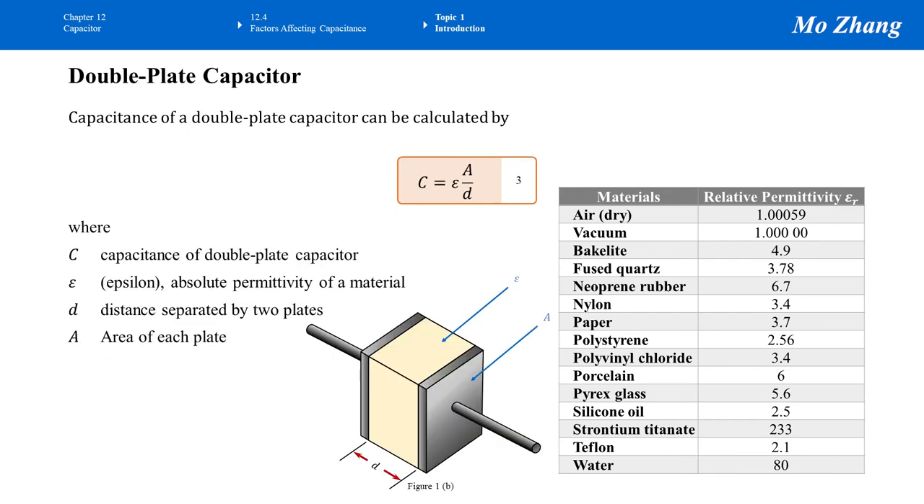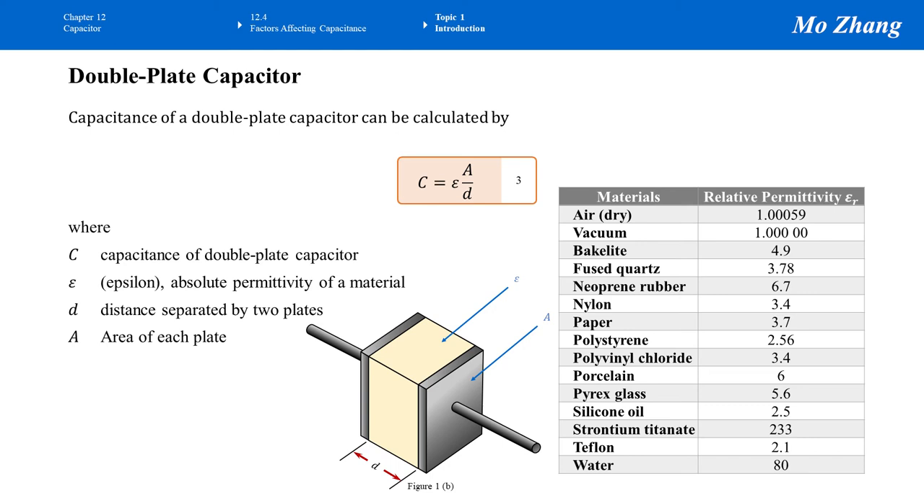Now let's look at this double plate capacitor, which is the simplest capacitor. We use the analysis result that we did earlier to get a formula for finding the capacitance of this kind of capacitor. We know the capacitance C is related to the dielectric, which is the absolute permittivity of the material, epsilon. It's proportional to the area of the plate. Bigger area, bigger capacitance. Smaller area, smaller capacitance.